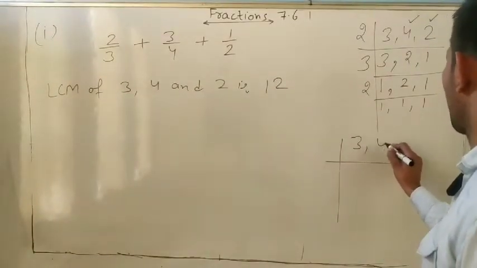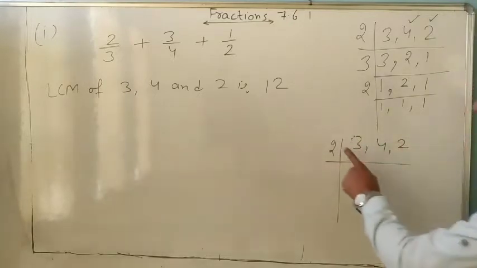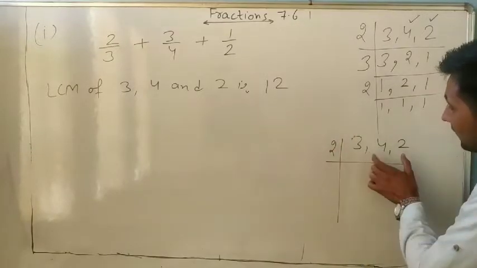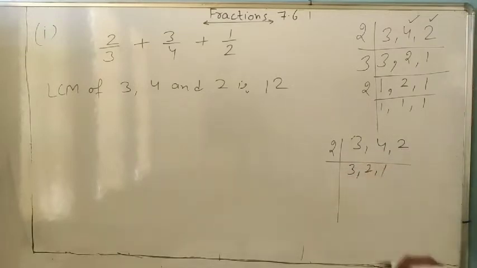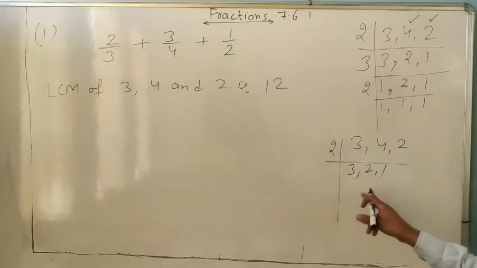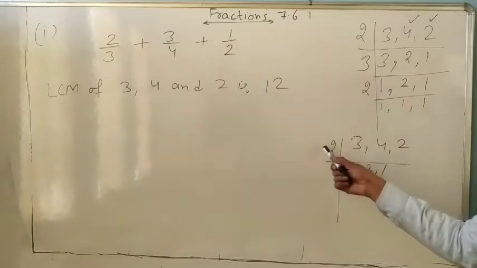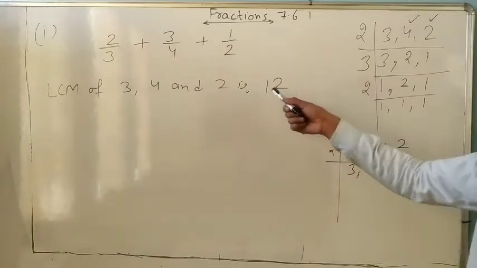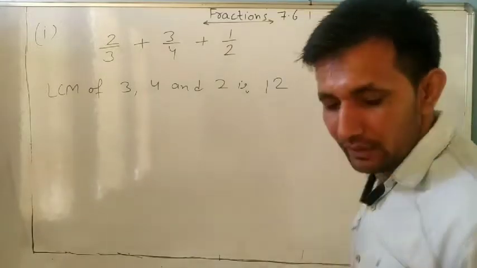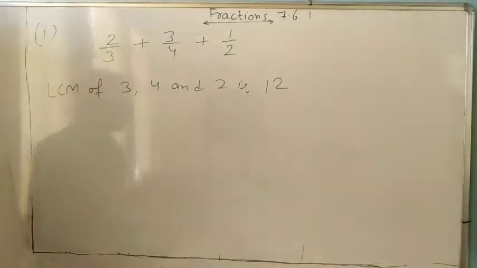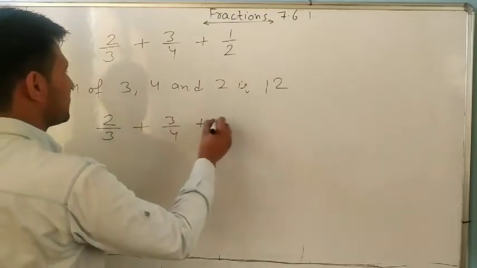You can find it like this also. LCM of 3, 4, 2: first we divide by 2, a number which can divide at least 2 numbers. 2 divides 4 and 2 also. 3 as it is, 2 and 1. Any other number which can divide at least 2 numbers? We don't know, so directly we multiply 2 into 3, 6, 6 into 2, 12. Otherwise you can do it by this method also. So always find the LCM. LCM is 12. So now 2 upon 3 plus 3 upon 4 plus 1 upon 2.